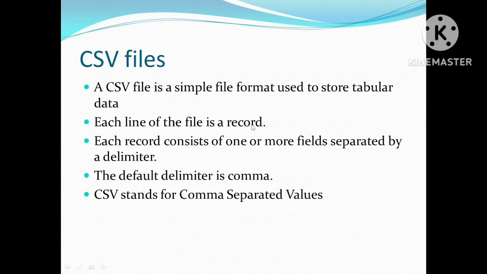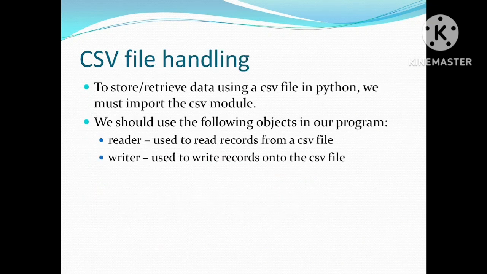Each line of the file is a record. Each record consists of one or more fields separated by a delimiter. Suppose you have records like student number, name, 5 subject marks, total, average. Then each record will be the data of one student, with the values separated by commas. For example, the student roll number, comma, name, comma, 5 subject marks, each separated by commas. The default delimiter is comma. So whenever I say CSV file, we mean comma separated values. Each value is separated by a comma. That is the default delimiter. In case you want to change it, we have options for that.